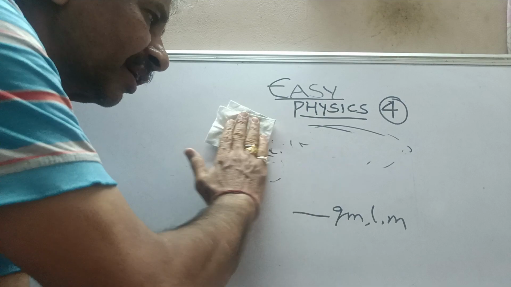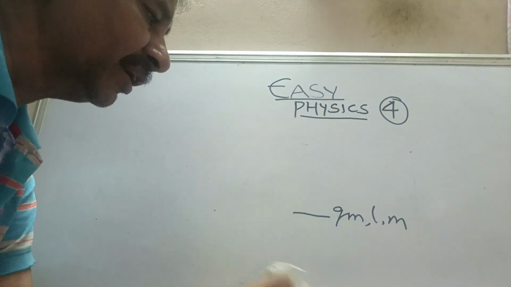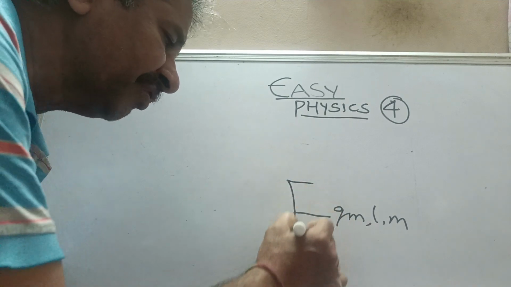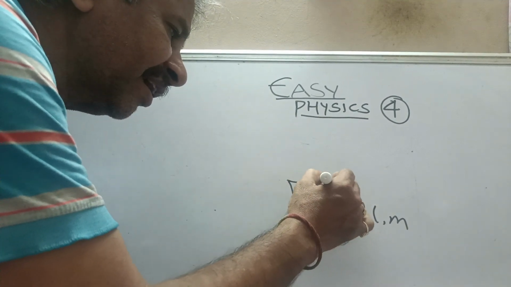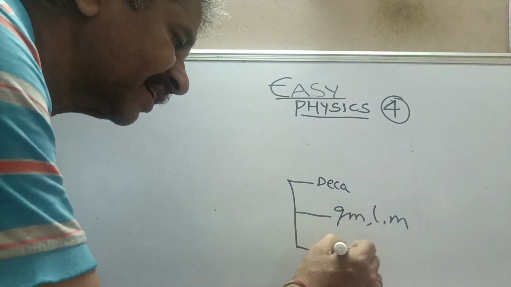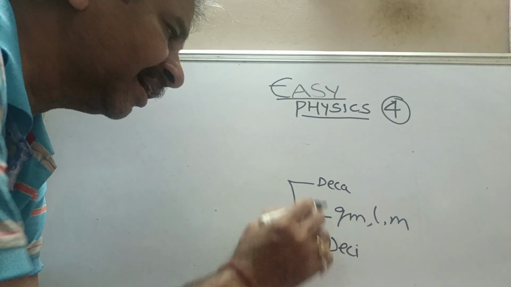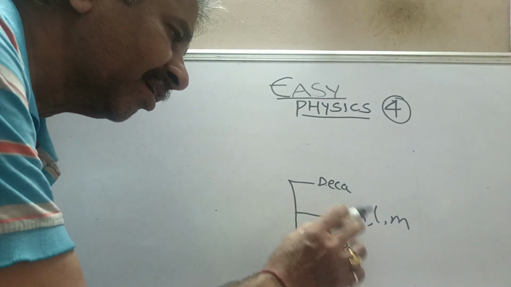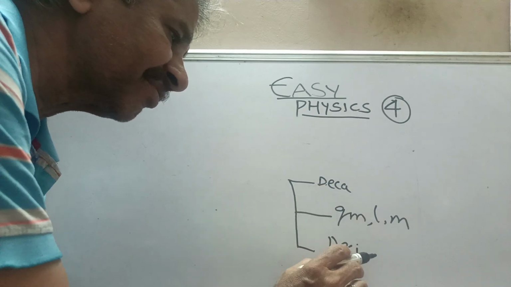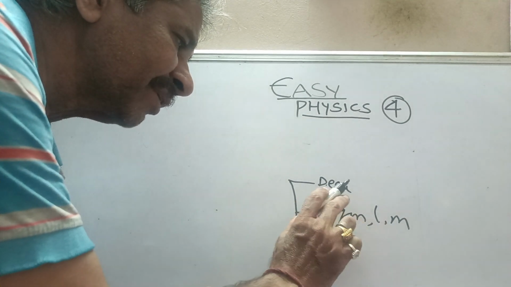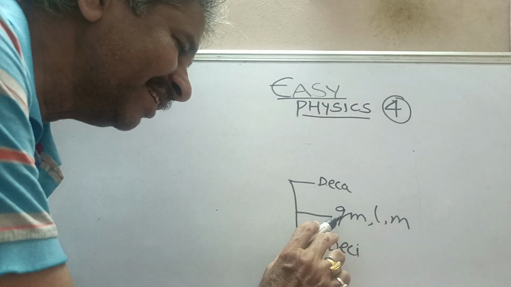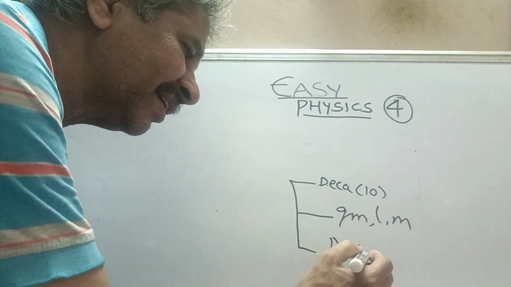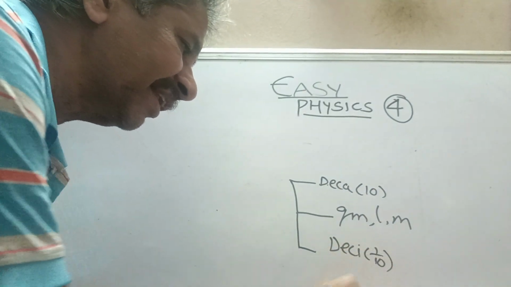Now let us start with the prefix words deca, deci. Decagram means you have to raise the gram 10 times. Decaliter means you have to raise the liter 10 times. Decameter means you have to raise the meter 10 times. Deci means 1 by 10th. So deca means multiply by 10. Deci means you have to divide by 10.